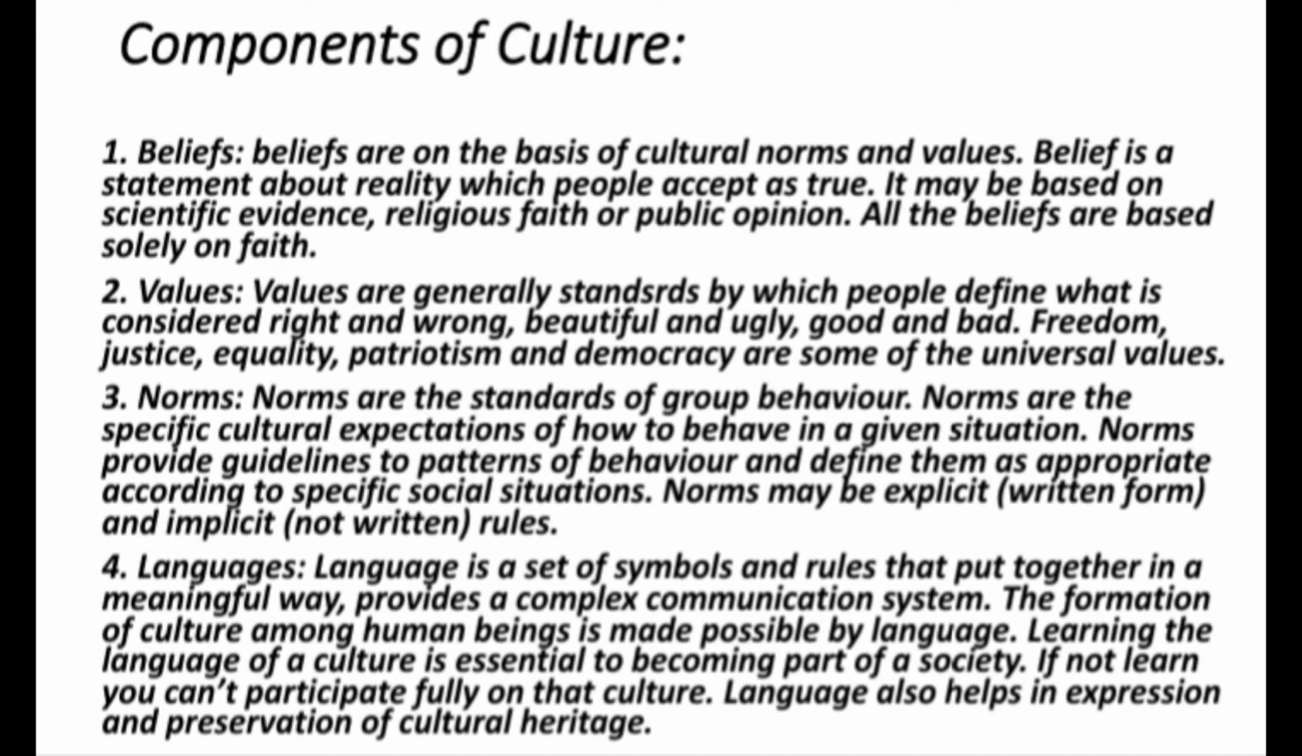Norms are the standards of group behavior. These are the products of interaction among individuals. When individuals interact with other individuals, a set of norms develops that regulates their relationship and modes of behavior. The standards of group behavior are called social norms. Norms also provide guidelines among the patterns of behavior and define them as appropriate or inappropriate according to the spatial and social situations. These may be explicit and implicit. Explicit means norms which are in written form. Implicit means norms which are not in written form.